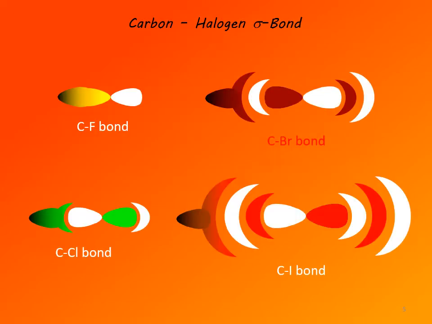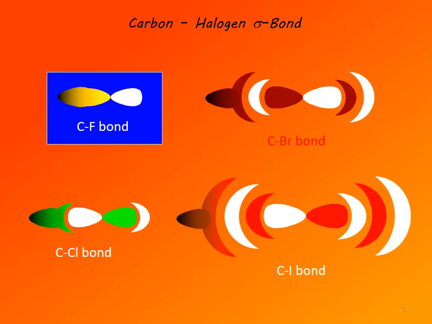So here are corresponding bonds that are formed in each case between each halogen and carbon. For the carbon-fluorine bond, what you can see here is that there is a pretty good match in terms of size of orbitals, and also a very good match in terms of phase of the orbitals. So we have very good overlap. We would expect a strong and short bond.